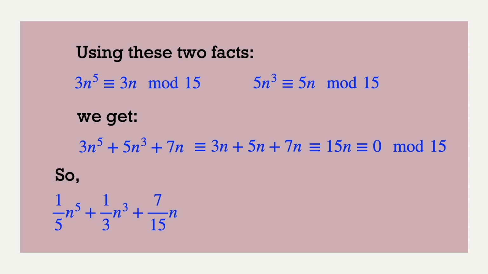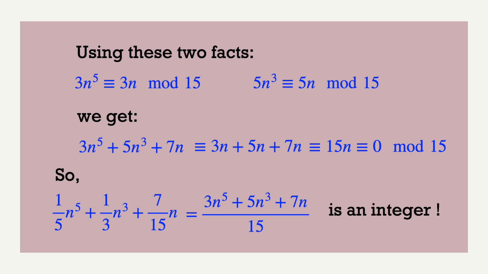So that means our original expression, which we wrote as one fraction, has to be an integer because we showed the numerator is always divisible by 15. So that mystery is solved. It's never a fraction. It's always a whole number.